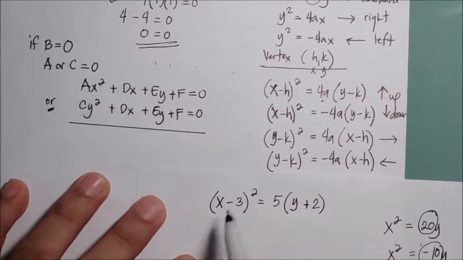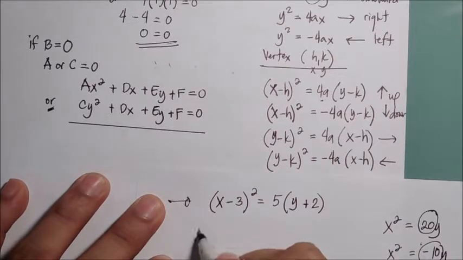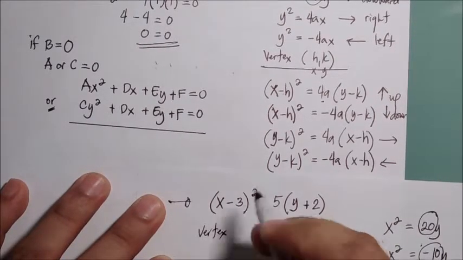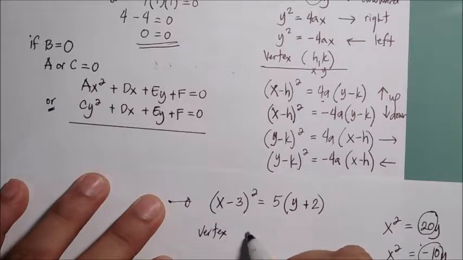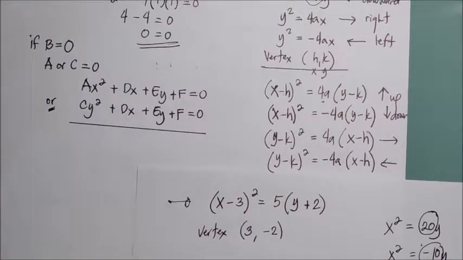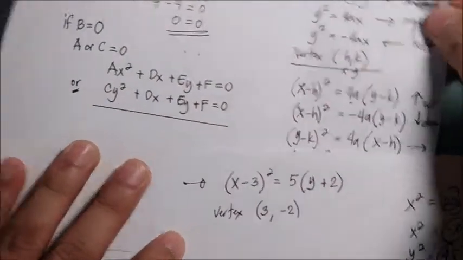So for example, the equation of the parabola is this one. The vertex is h, 3, and negative 2. This is the vertex.